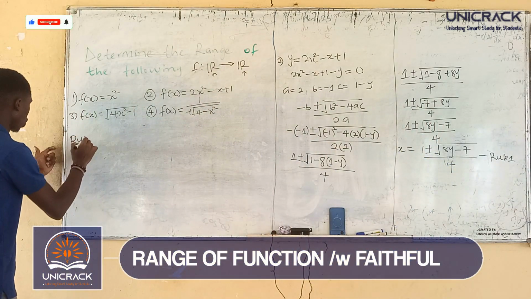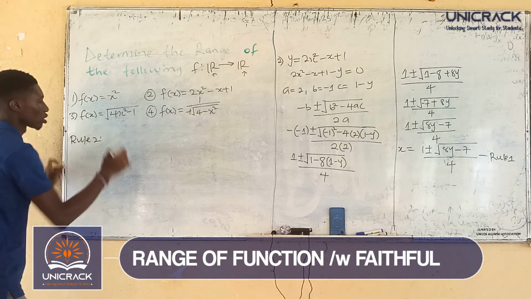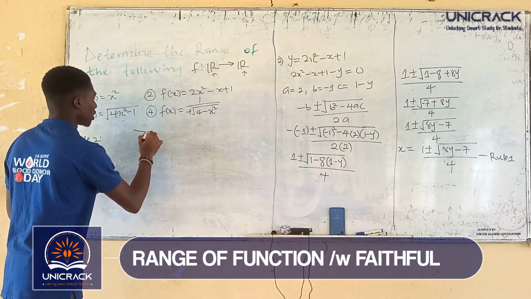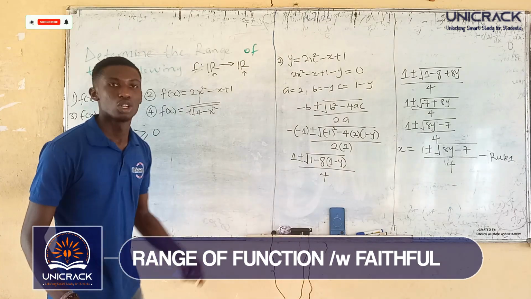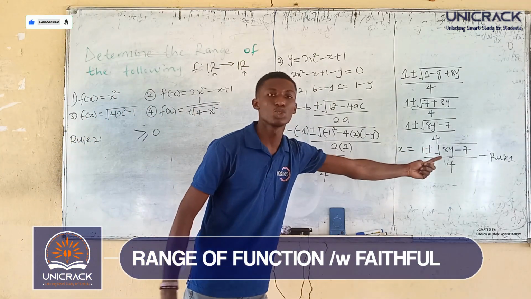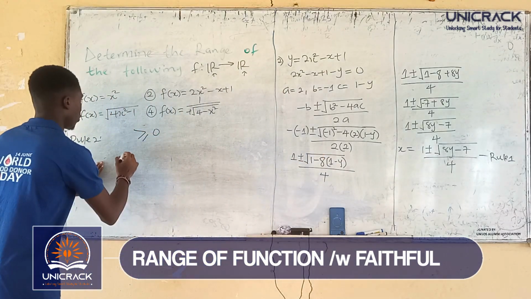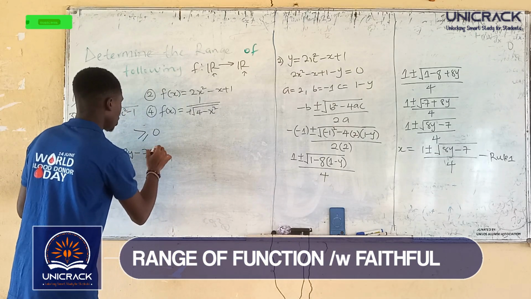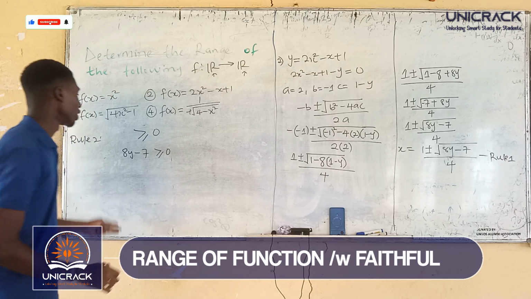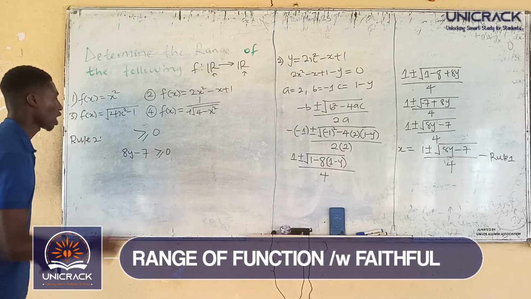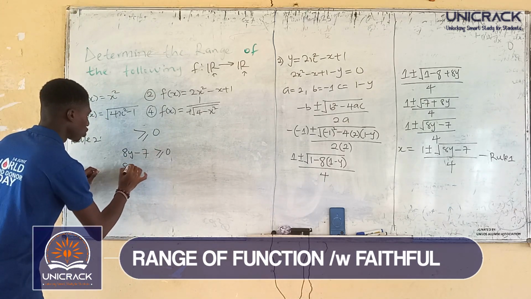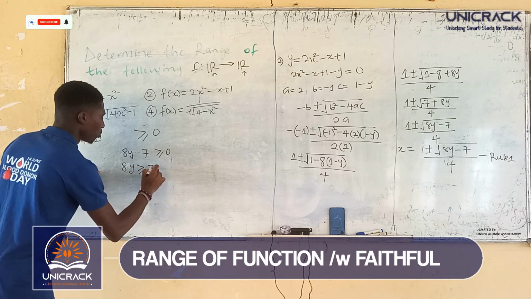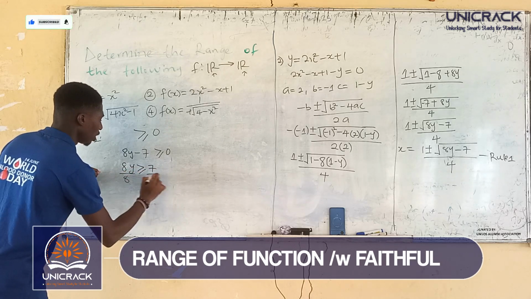For your rule number 2, what you would see is find the domain of the function. And the condition is what? Greater than or equal to 0. Now, it says we should equate the expression to the condition. Equating it, we have 8y minus 7 is greater than or equal to 0. Now, we'll make y the subject of the formula. Carry 7 to the other side, we have 8y is greater than or equal to what? Positive 7. Divide both sides by 8.